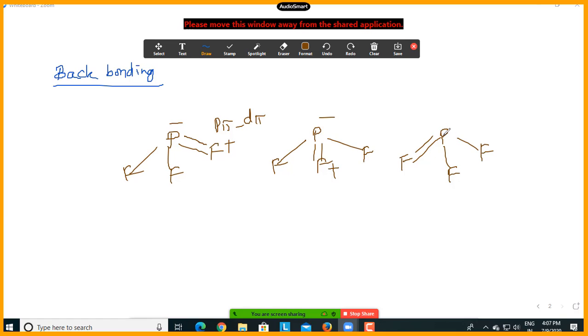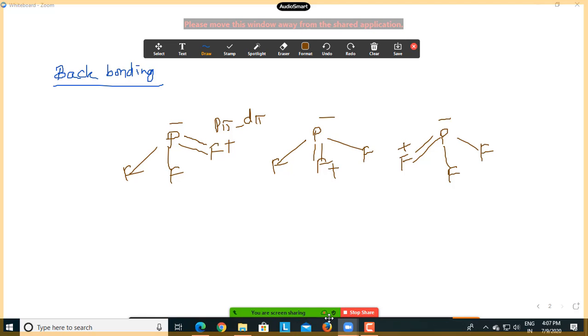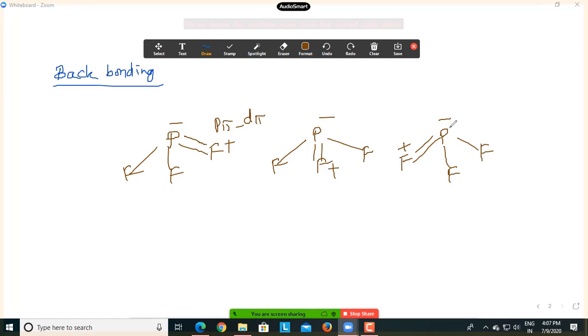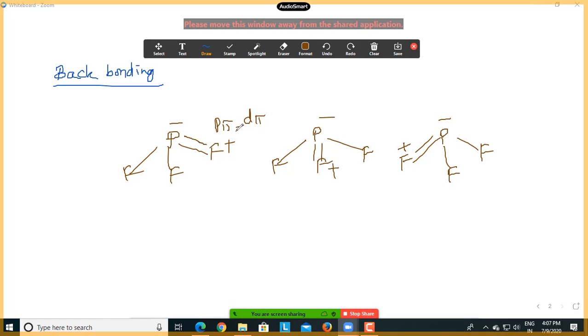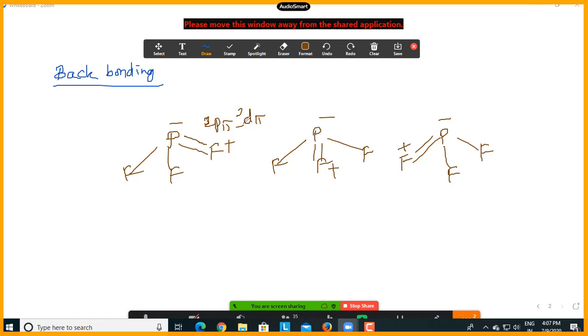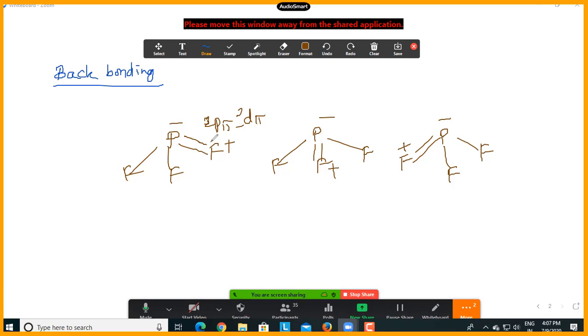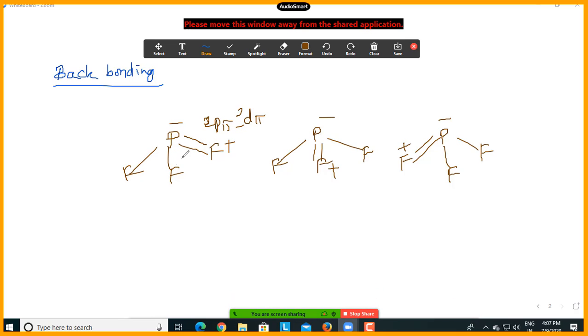So fluorine is donor, phosphorus is acceptor. So from fluorine, 2 electrons go to 3d. So this is coming extra after bond theory, after the octet is complete, this is coming extra. That is known as back bonding.